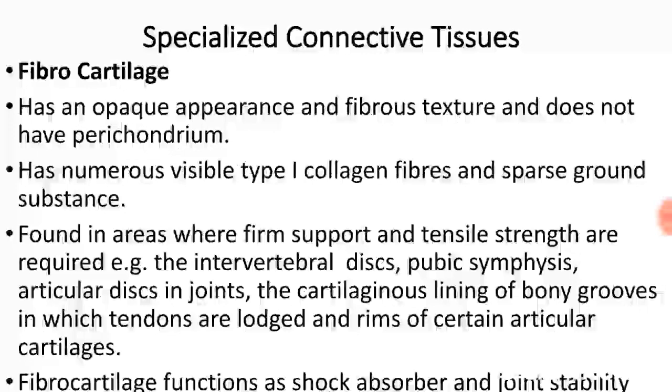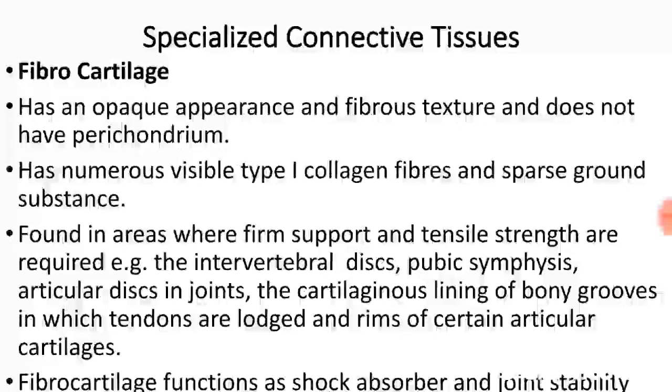And we also have fibrocartilage. It has an opaque appearance and a fibrous texture, and it does not have perichondrium. So this is opaque: they are dark, they do not allow light to pass through. They are something like a dark object; they are not transparent and not translucent. So it has an opaque appearance and a fibrous texture, and does not have perichondrium.